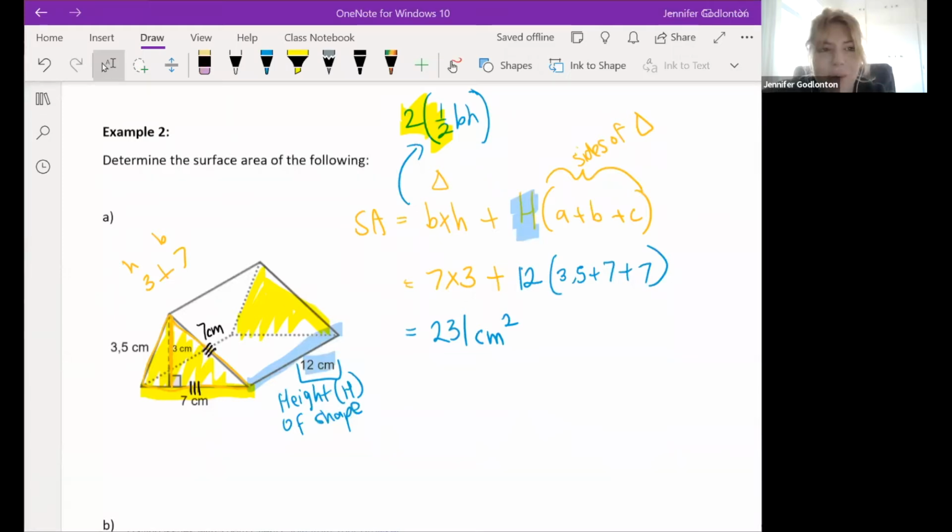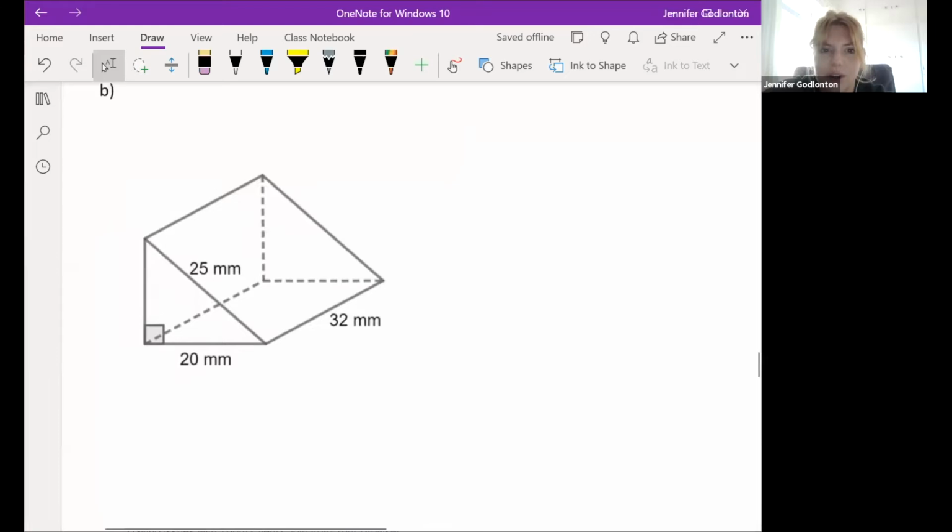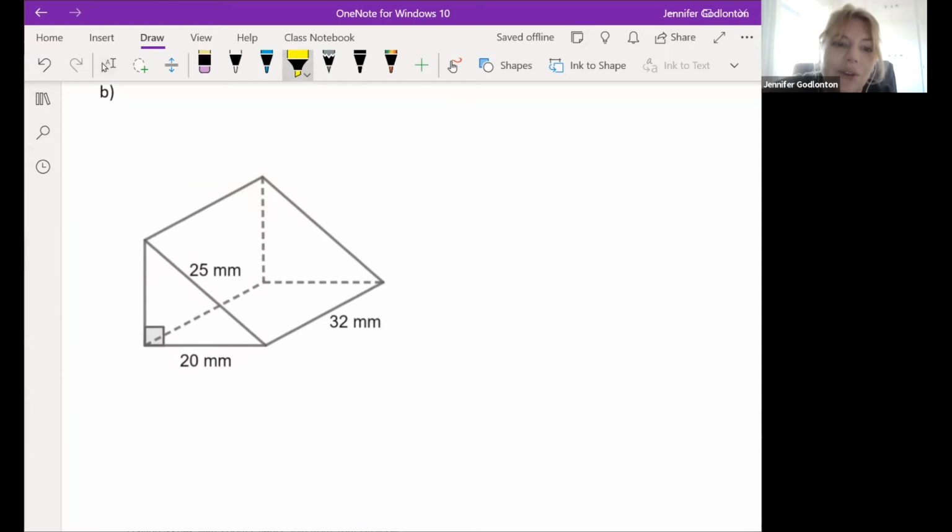Okay, let's try another one. So you should recognize these pictures. We used them on Tuesday to find the volume, but now we're finding our surface area. So for this one, you're first going to have to find something using something, and then you're going to find your surface area.